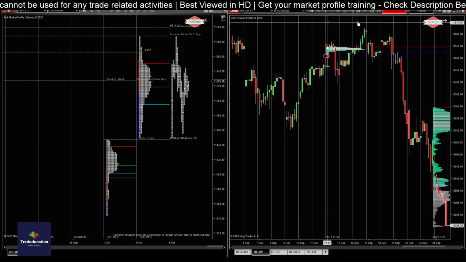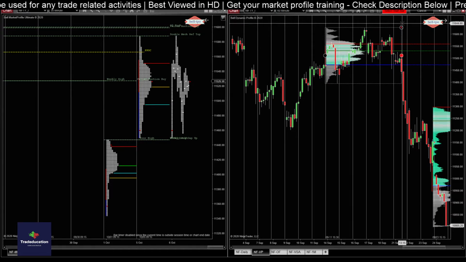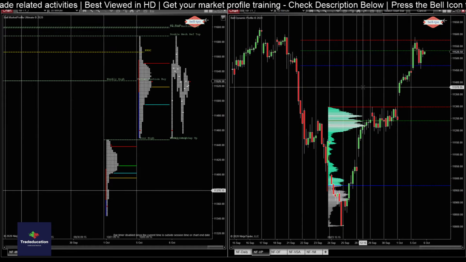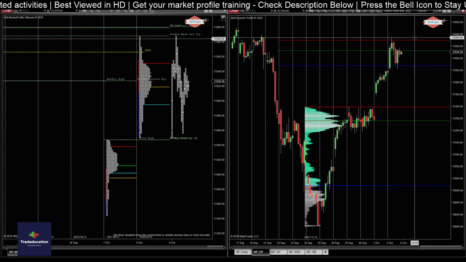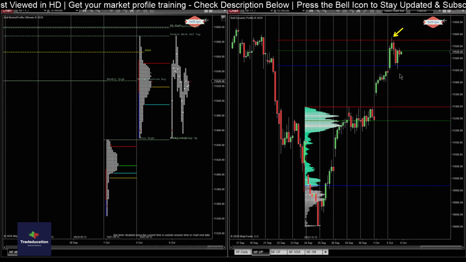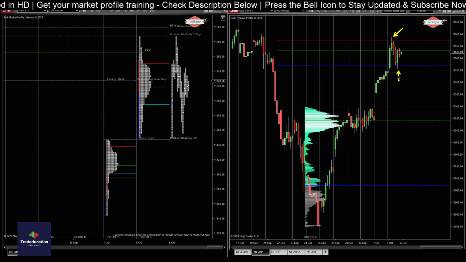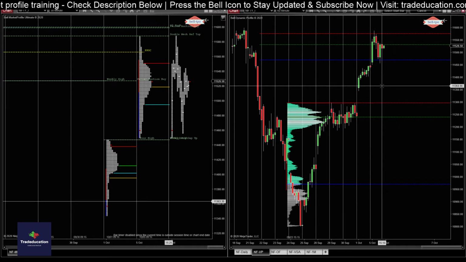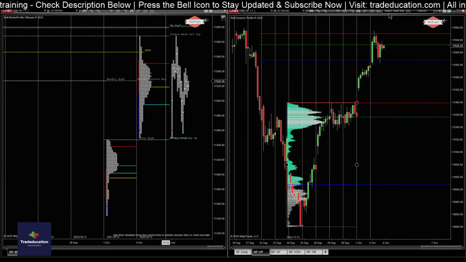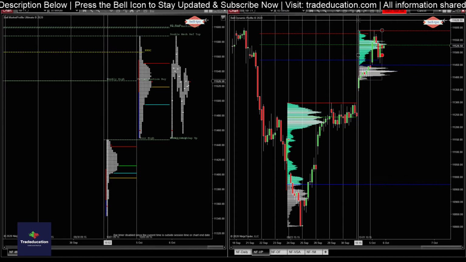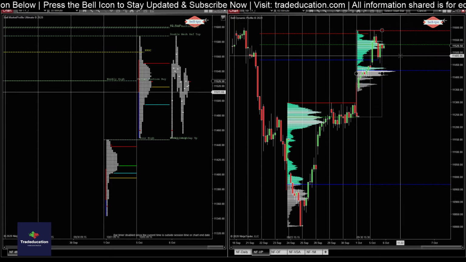Let me add these data points. So we have one more balance here, and this is where sellers came in, and the auction is now developing sideways. This is the auction which happened yesterday. Today, this is also one more balance, and I think we are overlapping.